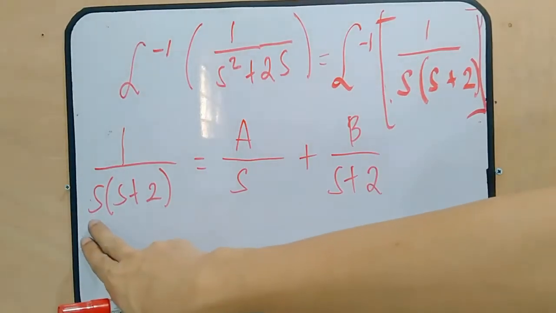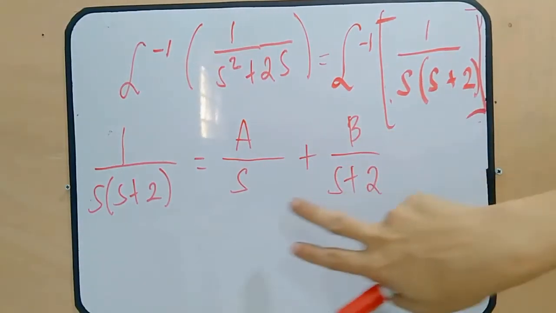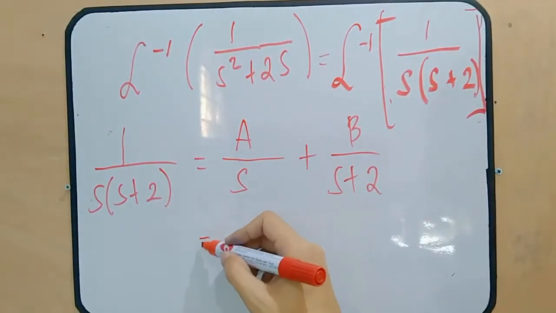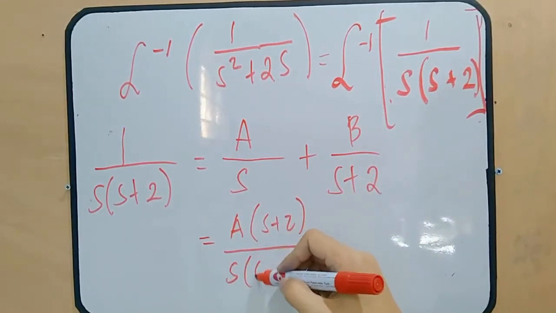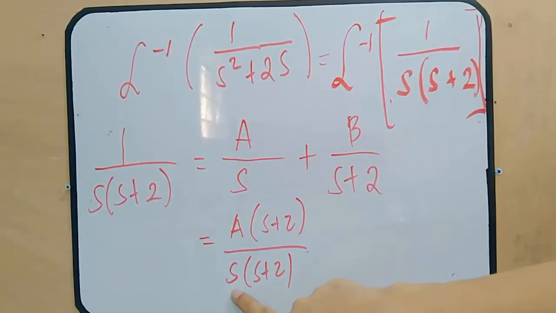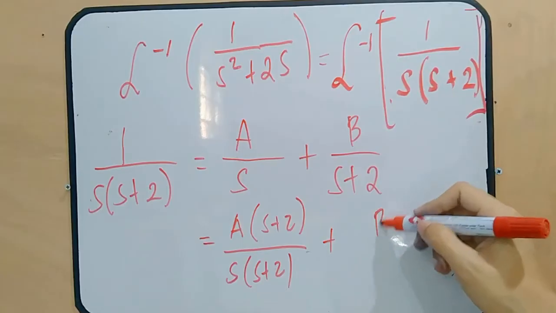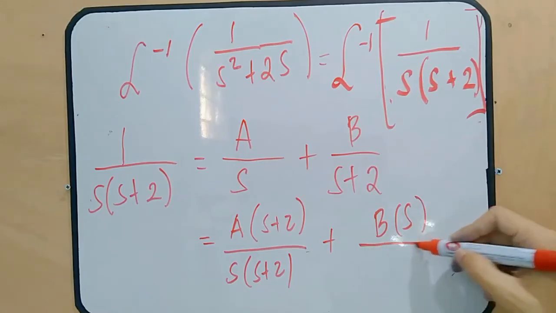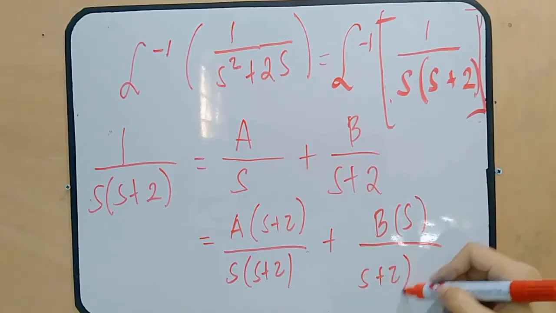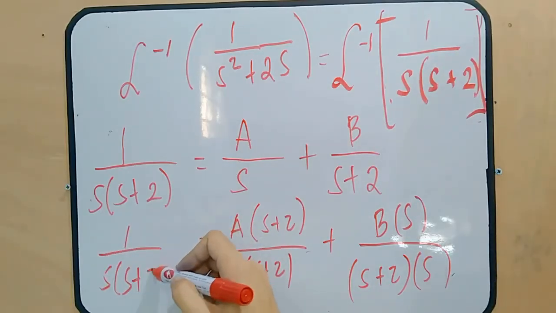Now, here, yung LCD natin is s times s plus 2. So, mag-multiply tayo here para makuha natin yung LCD niya. So, ito, magiging, you have here a times s plus 2 all over s times s plus 2. So, para makuha natin yung LCD, multiply tayo sa denominator, multiply tayo sa numerator. So, balance lang. So, plus, you have here b times, yung kulang natin here is s, para makuha natin yung LCD niya. Here, we have s plus 2 times s. So, this is 1 all over s times s plus 2.